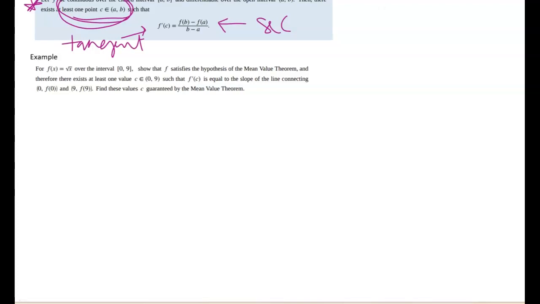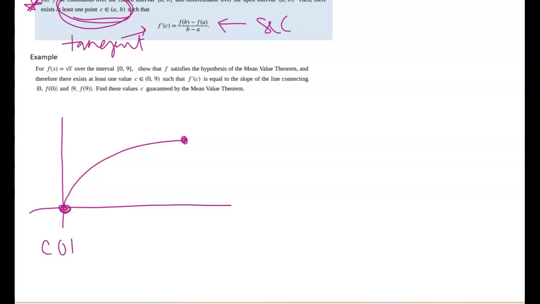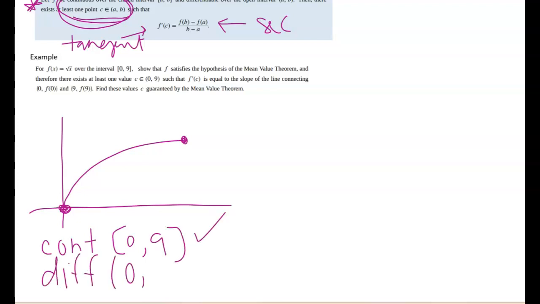All right, so let's look at the square root function. Let's just go ahead and draw it from 0 to 9. Now, if you are thinking, but the square root function is not differentiable at 0, remember we need to be continuous on the closed interval, which is true, and differentiable on the open interval. So it's actually okay if we're not differentiable at the endpoints. Now let's draw this visually, and then we'll also do it algebraically.